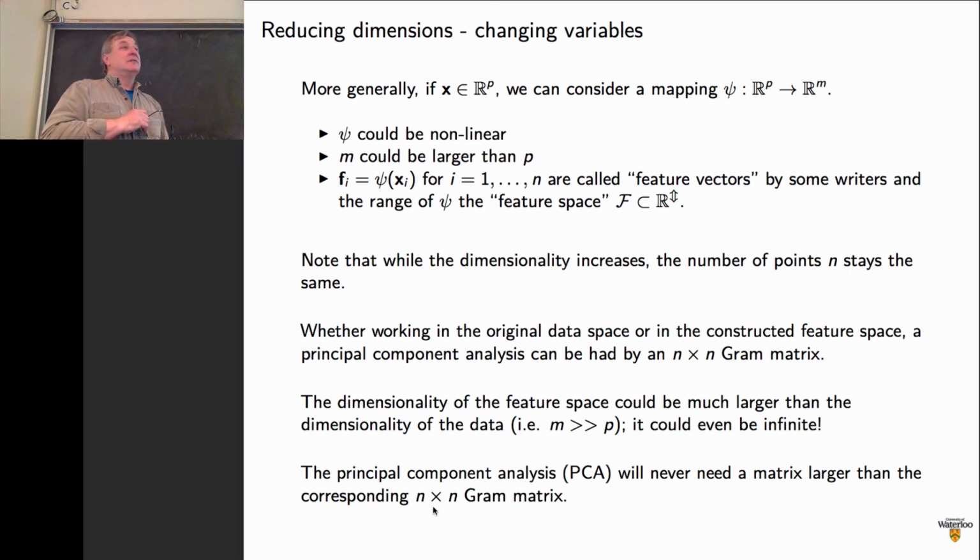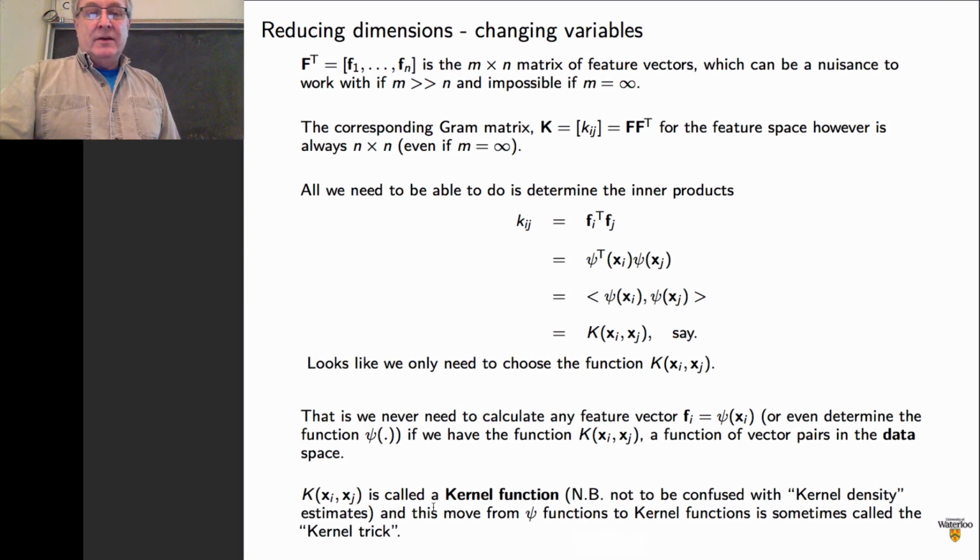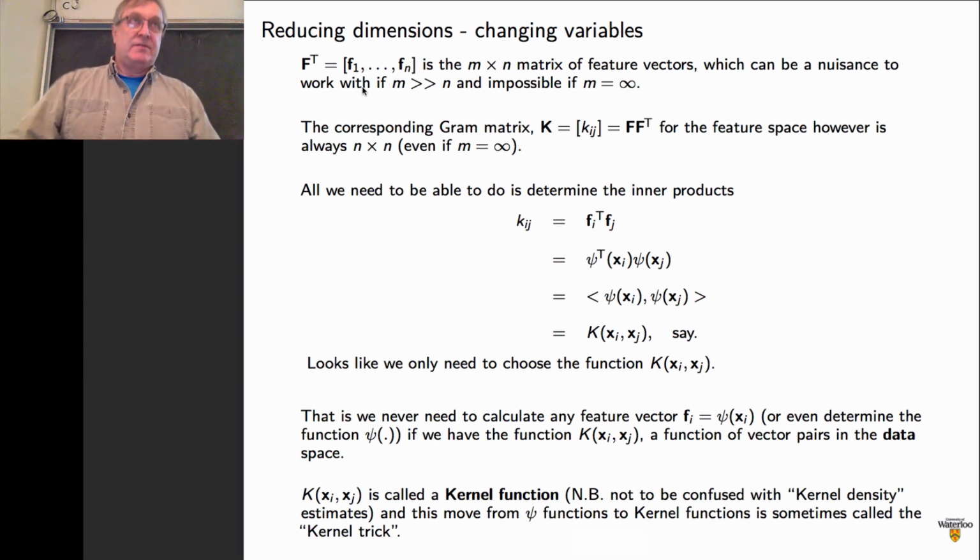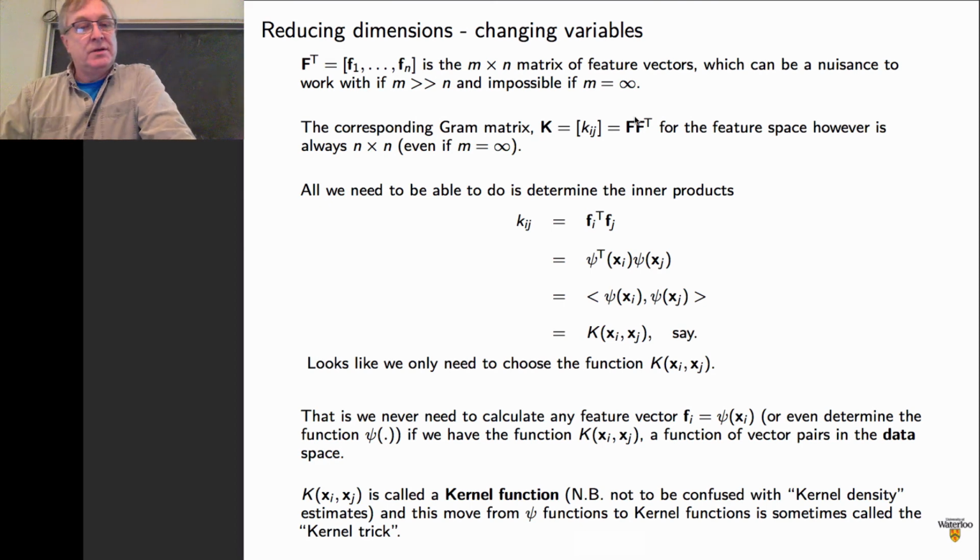Make sense so far? Lots of raised eyebrows. Where are you going with this? Well, as I said, if we look at this vector, we map all the x's into all these f's. So this capital F is going to be an n by m matrix, where m could be very, very large, much larger than p, much larger than n, could be infinite. But F F transpose is always n by n, even when m is infinite.